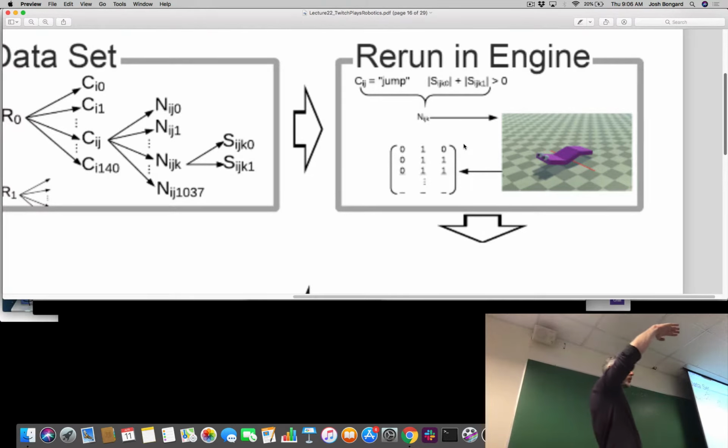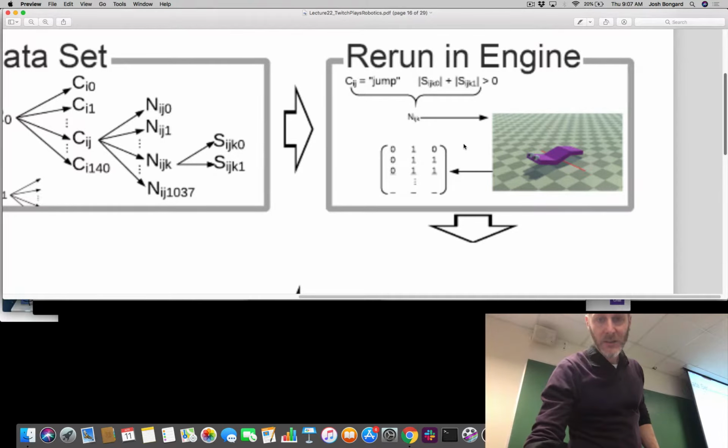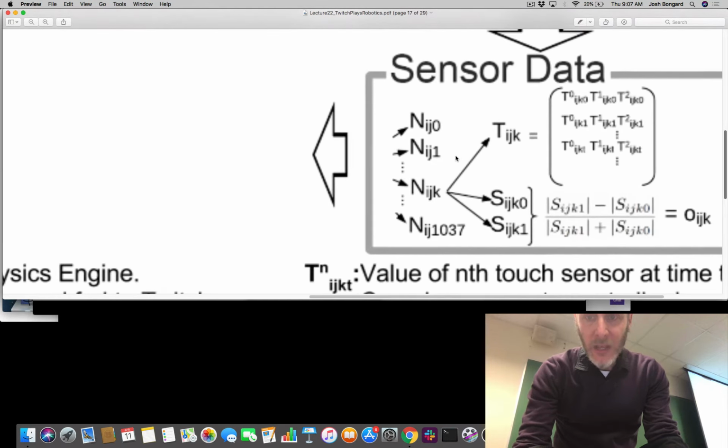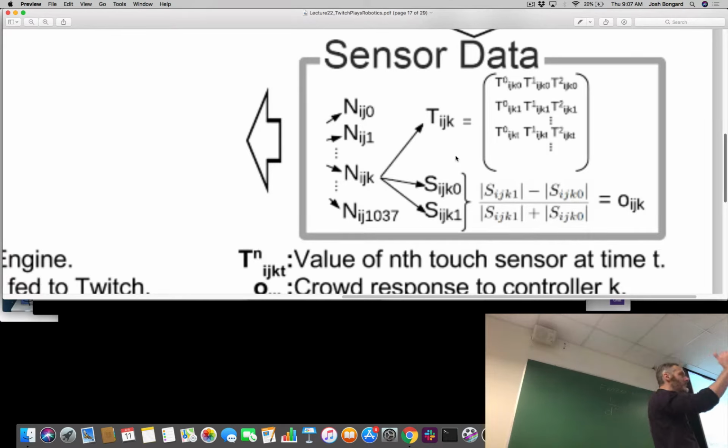Each row in the matrix corresponds to one time step in the simulator during that evaluation. And each column represents one part of the robot's body that contains a touch sensor. A 0 represents that body part was not in contact with the ground. A 1 represents that that body part was in contact with the ground. So we evaluate a robot, which gives us back a subset of sensor data. And associated with that matrix, which I think is on the next slide, we have one matrix for each evaluation.